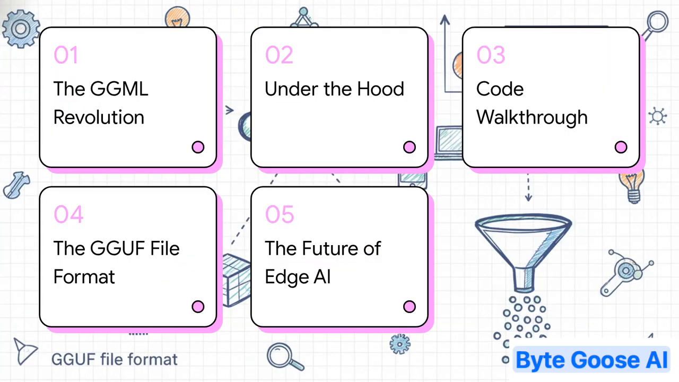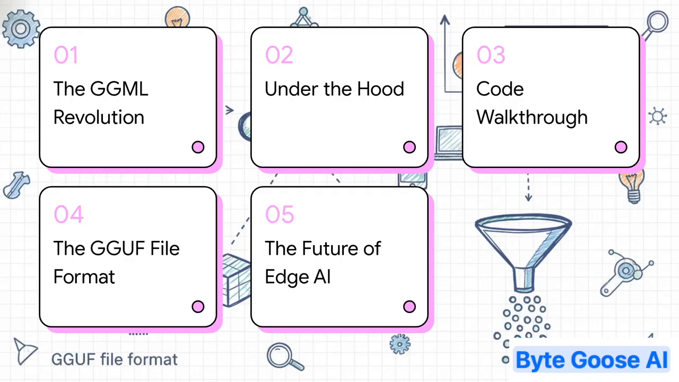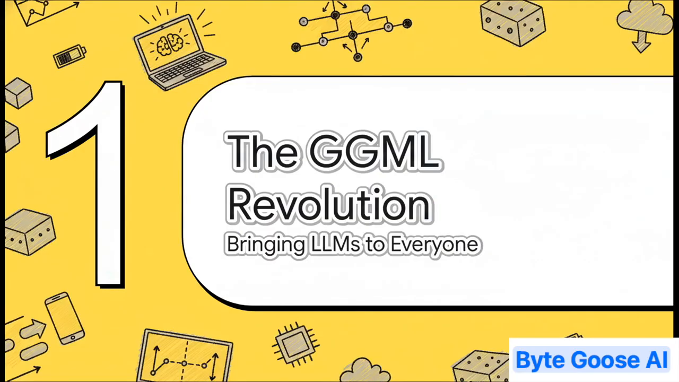All right, so here's the plan for today. We'll start with the GGML revolution, what it is and why it's such a big deal. Then we're going under the hood to look at the core concepts. After that, we'll jump into a C code walkthrough to see it in action, unpack the GGUF file format, and wrap up by looking at the incredible future of AI at the edge. Okay, let's kick things off.